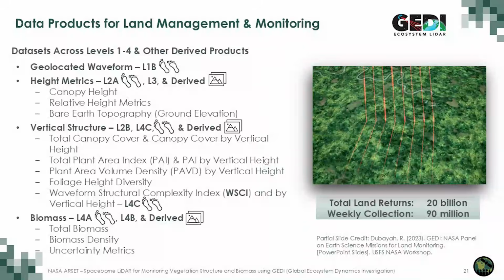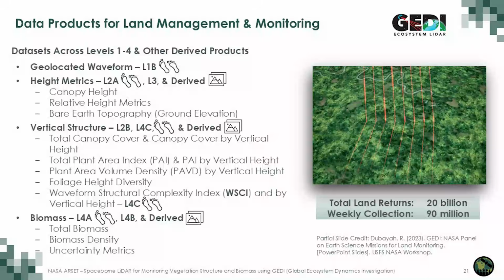Level 3 and the other derived products aggregate and reformat those elevation and height metrics at different resolutions and with certain quality checks applied. Additional measured variables for vegetation structure include canopy cover, plant area index, plant area volume density, and foliage height diversity in the Level 2B footprint dataset. The waveform structural complexity index in Level 4 captures the complexity of the canopy within the entire LiDAR waveform return.